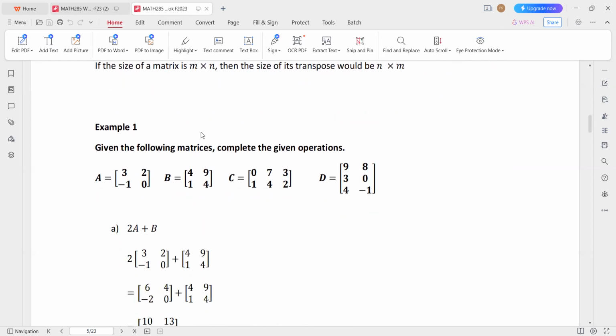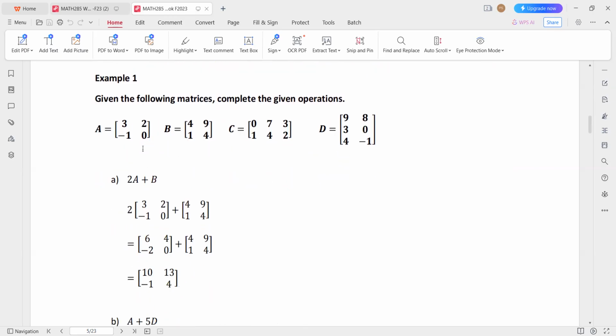So let's look at the following matrices. You basically have A = [3, 2; -1, 0]. You have all these matrices, right? You are being told to find 2A + B. So you're going to have 2 open bracket A, which is [3, 2; -1, 0], plus B, [4, 9; 1, 4]. So 2 times 3, 6, 2 times 2, 4, 2 times minus 1, minus 2, 2 times 0, 0, plus [4, 9; 1, 4].